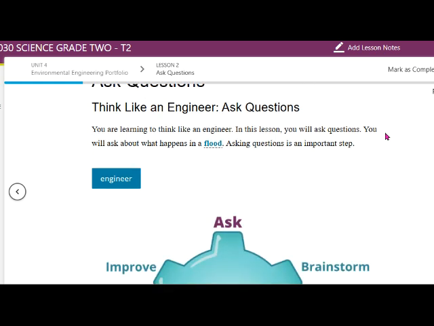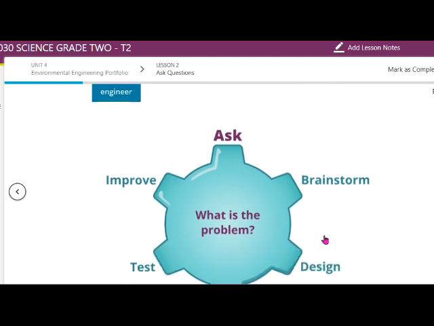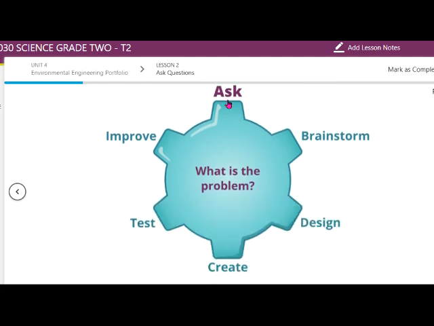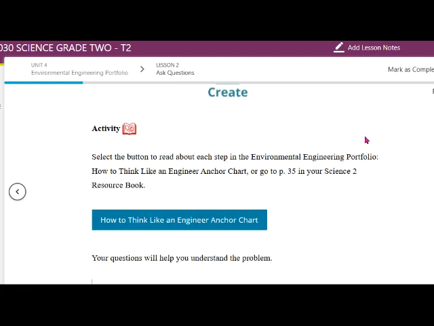You are learning to think like an engineer. In this lesson, you will ask questions. You will ask about what happens in a flood. Asking questions is an important first step. You can see right here on our process, ask is the very first step.